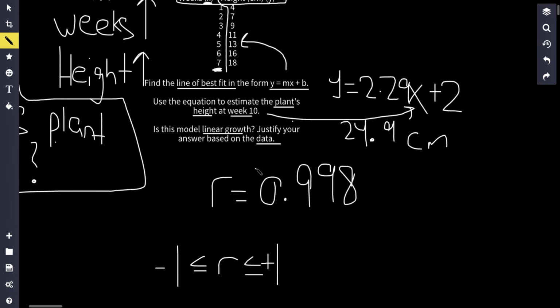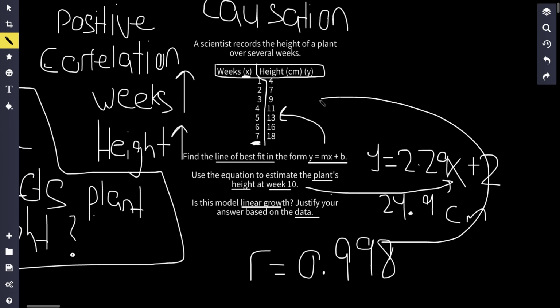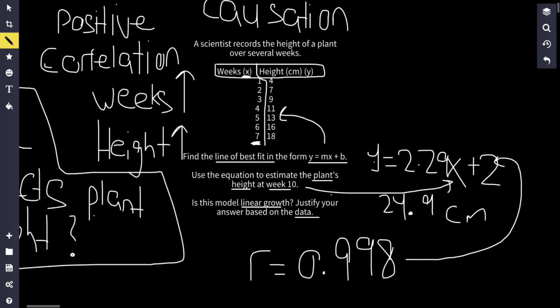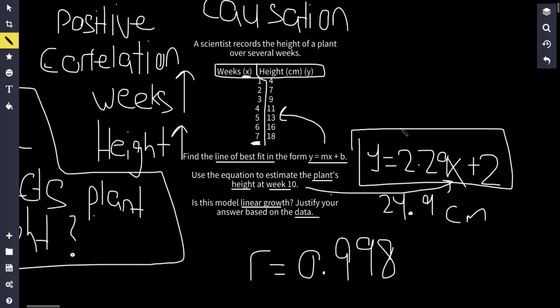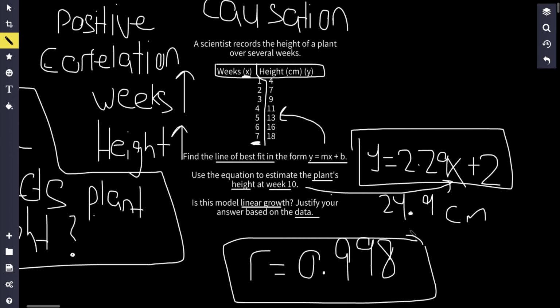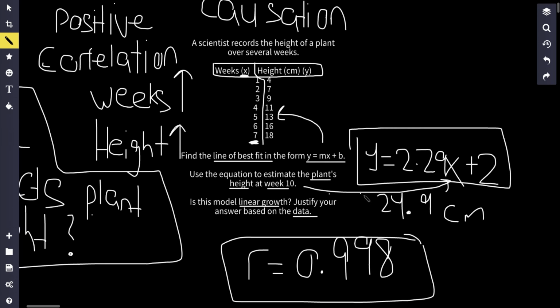All right. In this case, since our r value is very close to +1, that basically means this line of best fit that I've drawn, y equals 2.29x plus 2, is a very good representation of what's going on here. There's a strong positive correlation between our weeks and the height in centimeters for the y value. That's all that is saying.